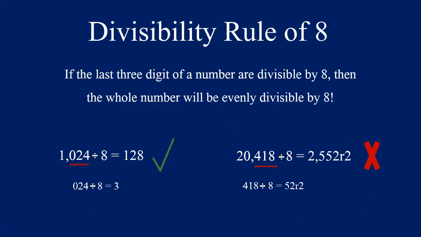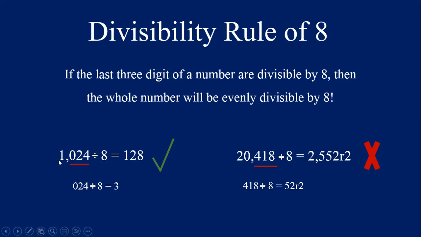The divisibility rule of 8. The divisibility rule of 8 tells us that if the last 3 digits of a number are divisible by 8, then the whole number will be evenly divisible by 8. Now this one is a little bit harder too because we're working with larger numbers, but it still can be helpful. Let me show you an example.